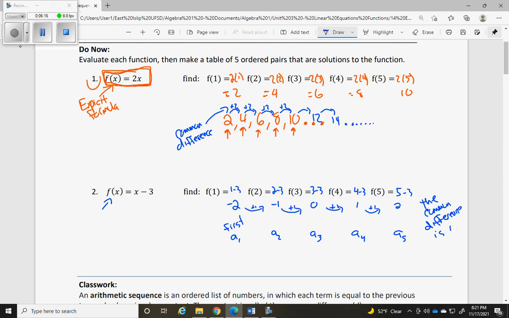Now we actually abbreviate this common difference. We use a D to represent it. So when you look at a list of numbers, I want you to look and see if we can add on the same number again and again and again. If we can, we call it an arithmetic sequence. When you find that number that you keep on adding on, we call it the common difference.